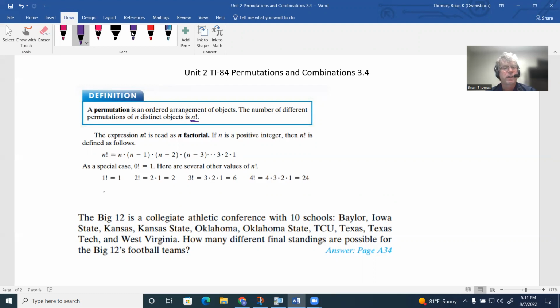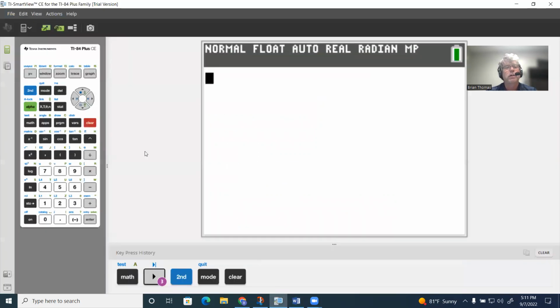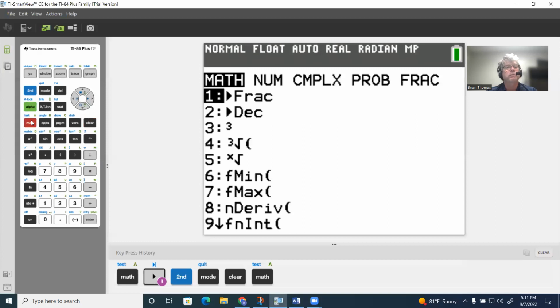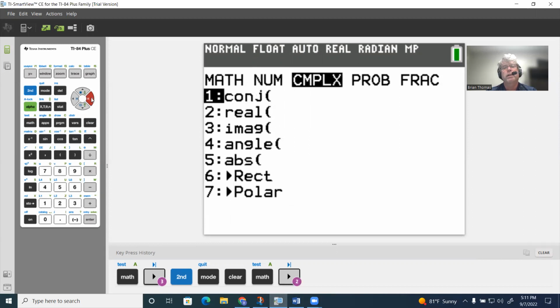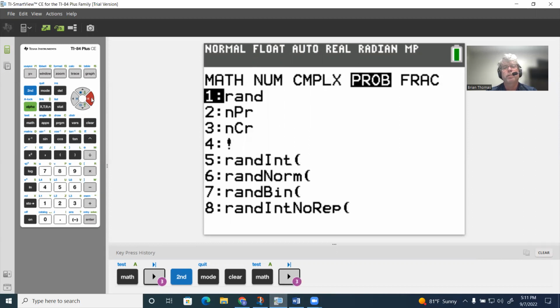So if I want to do like 8 factorial, that would be like 8 times 7 times 6 times 5 times 4 times 3 times 2 times 1. It can get quite lengthy there. So instead of trying to do 8 times 7 times 6 times 5 times 4 times 3 times 2 times 1 on a calculator, in your TI-84, if I hit the math button, notice if I scroll over, hit the arrow button, directional pad, to PROB, probability, there are some little shortcuts here.